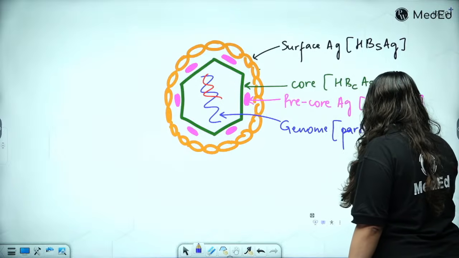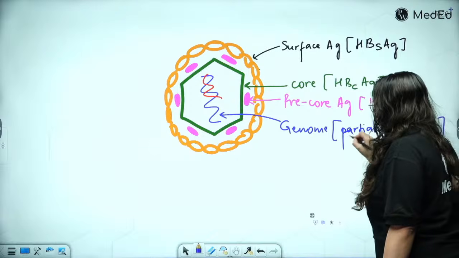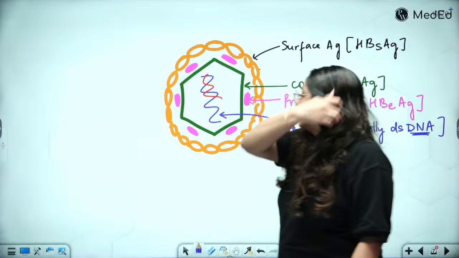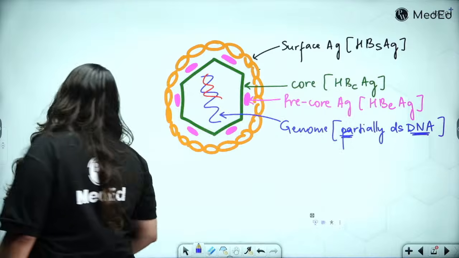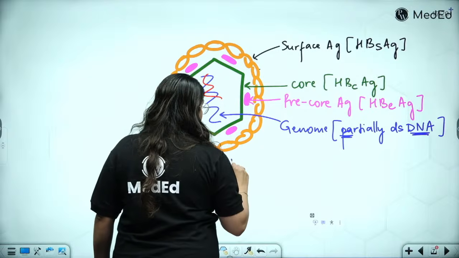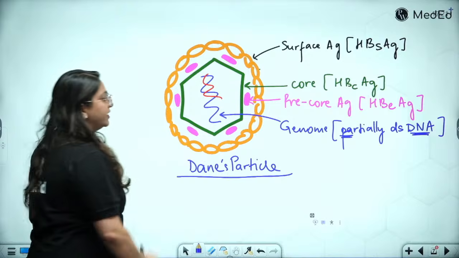It's a partially double-stranded DNA virus. That is why the name Hepatobiliary, okay? PADNA, Hepatobiliary, okay? Excellent. Now, this is a whole particle. This is a dense particle. Please draw this dense particle in your answer sheets.